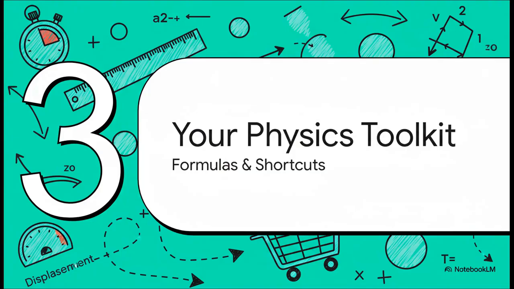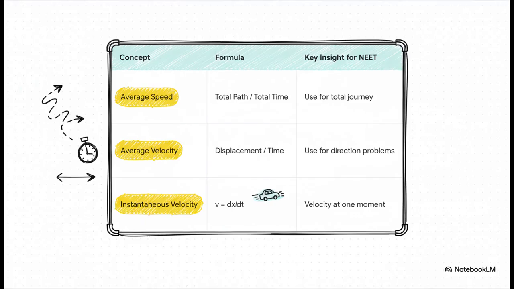Okay, theory's done. Now it's time to load up your physics toolkit. These are the powerhouse formulas and shortcuts that are going to save you precious time when that exam clock is ticking. Let's break this down real quick. For average speed, it's simple. Total path over total time. For average velocity, you got to use that net displacement. And instantaneous velocity, that's just your velocity at one specific single moment in time. It's what a velocitometer would read in that exact instant.